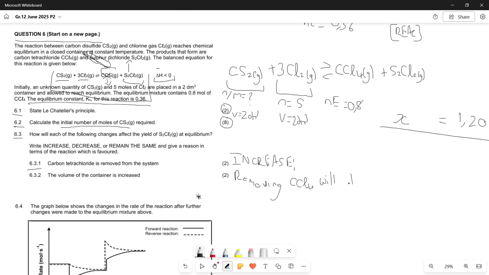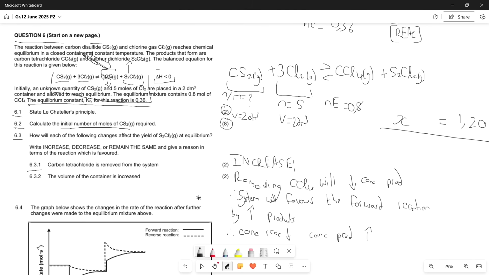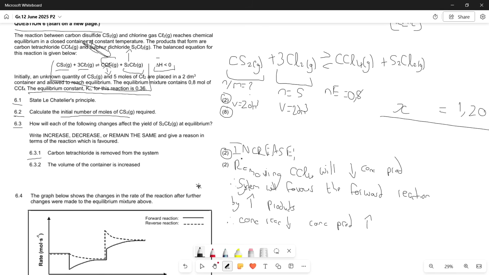CCl4 will decrease the concentration of our products, and therefore the system will favor the forward reaction by increasing the products. Therefore, concentration of reactants will decrease and the concentration of our products will increase. This has decreased, therefore it will favor the forward reaction. The concentration of our reactants will decrease and the concentration of our products, our S2Cl2 that's remaining, will increase. And that just earned us 2 marks over there.